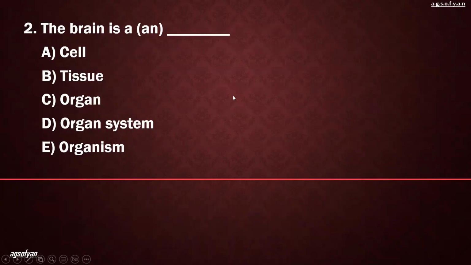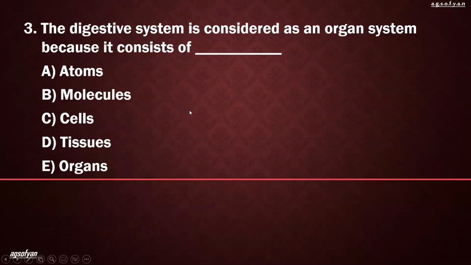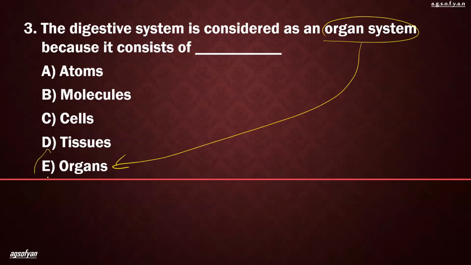The brain is an organ. Good job. The digestive system is considered an organ system because it consists of many organs. Right. Good job. You got it, Skylar.